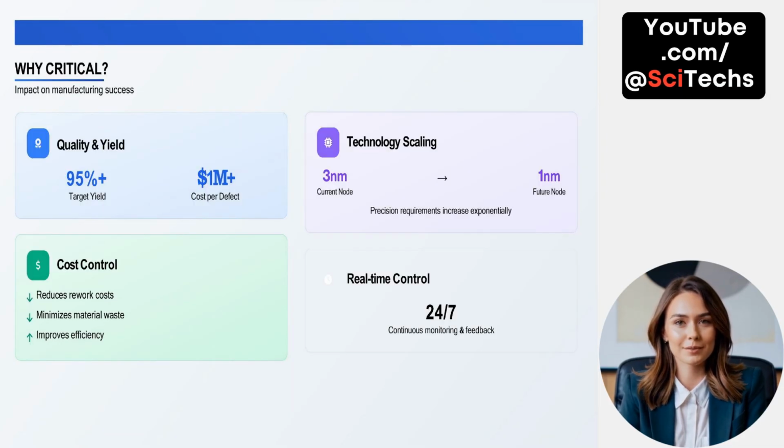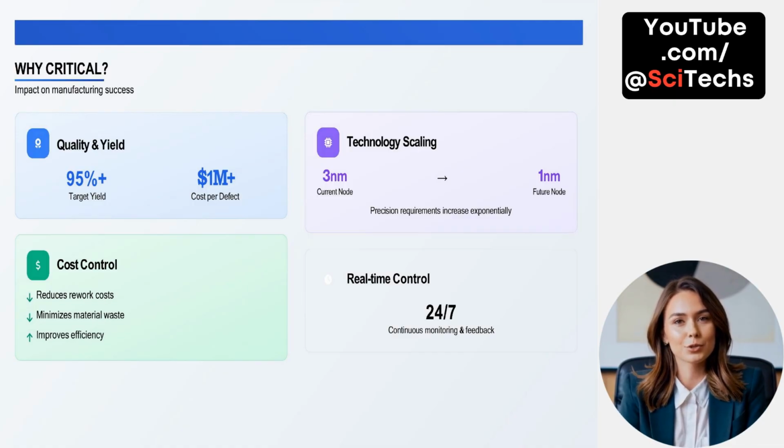Why critical? Process characterization and metrology are absolutely critical to the success of semiconductor manufacturing. First, they directly impact quality and yield. Manufacturers aim for over 95% yield, and even a single defect can cost more than $1 million in lost product and downtime. These high stakes make accurate monitoring essential. As technology scales from 3 nanometer to 1 nanometer nodes, precision requirements increase exponentially. Smaller features demand tighter control over every variable, making advanced metrology tools more important than ever.